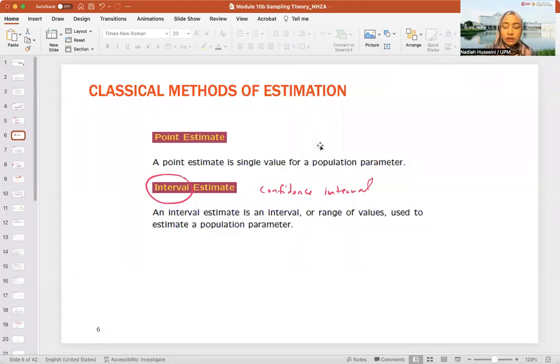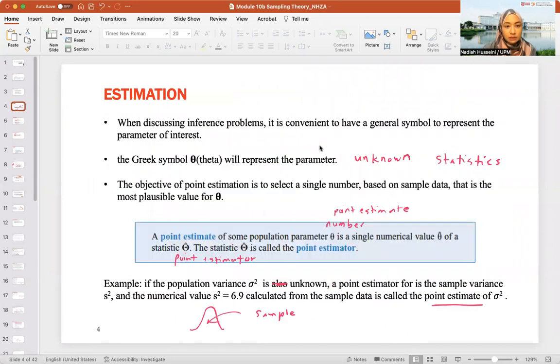So good morning, everyone. We are continuing with module number 10, part 2, which is on interval estimation. We also talked about estimator and point estimate, right? The short form for point estimator and point estimate, you can just call it estimate or just estimator. We talked about that yesterday.